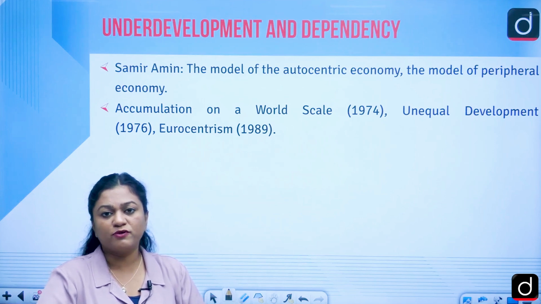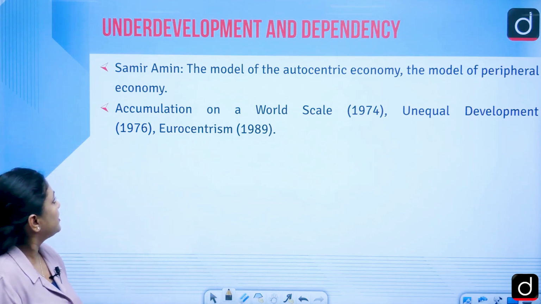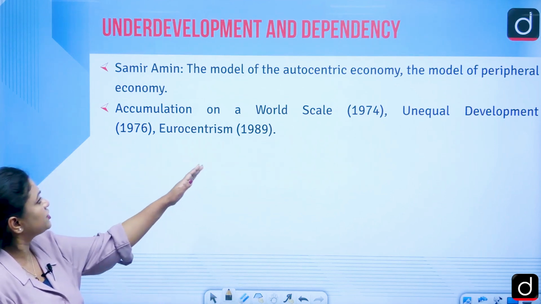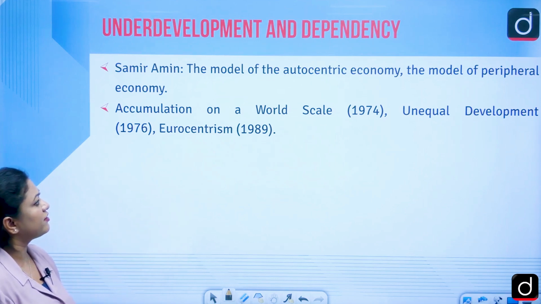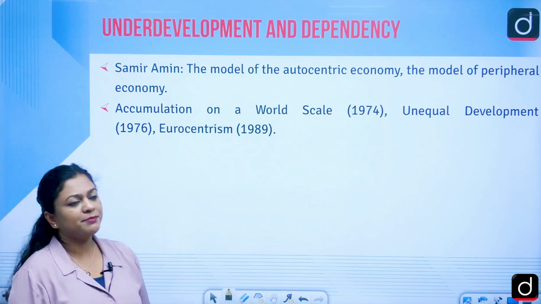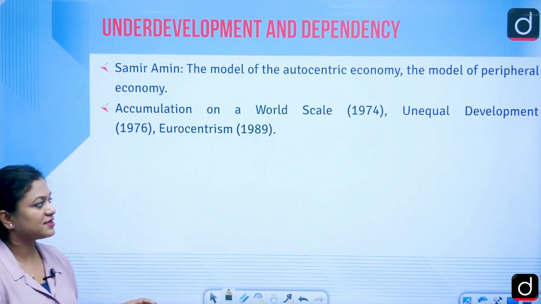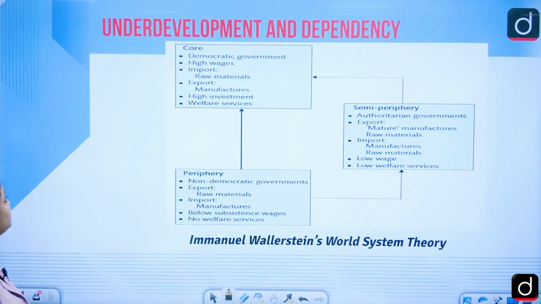to these poor countries. He wrote Accumulation on a World Scale, published in 1974, Unequal Development, published in 1976, and Eurocentrism, published in 1989. These are the principal works by Samir Amin.